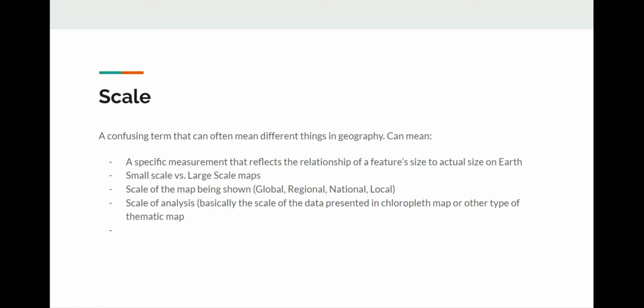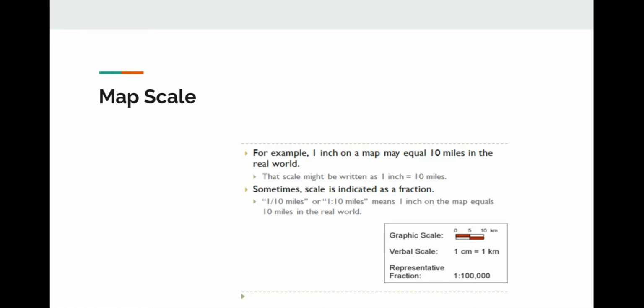So first of all, scale can mean a specific measure that reflects the relationship of the map's size to actual size on Earth. What that usually looks like is a graphic or a numerical expression, like you see here, 1 centimeter equals 1 kilometer, or a ratio or representative fraction, so 1 to 100,000. Scale oftentimes is used to indicate specifically on the map what the numerical relationship between the map and the world is, or between the map and what's being shown is.